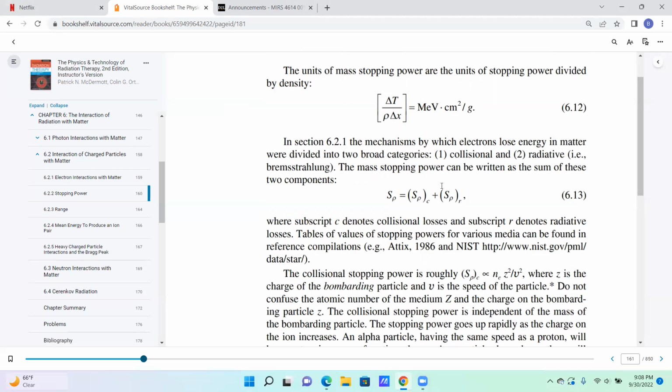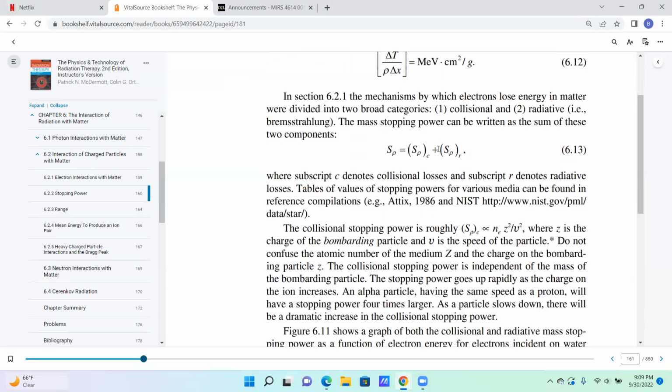So the mechanisms by which electrons lose energy are going to be divided into collisional and radiative. So you've got two different possibilities there. The mass stopping power can be written as the sum of the stopping power of the collision and the stopping power of the radiative. Added together, you get the total stopping power.